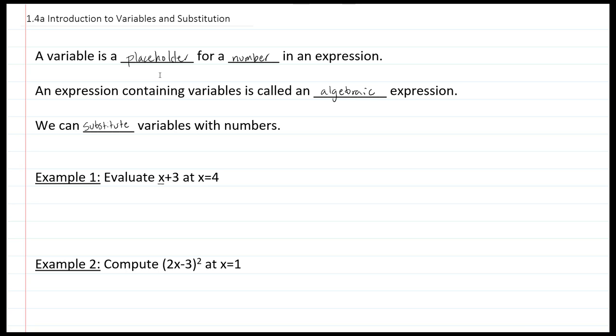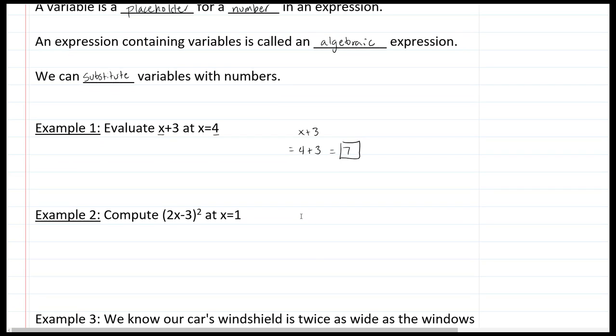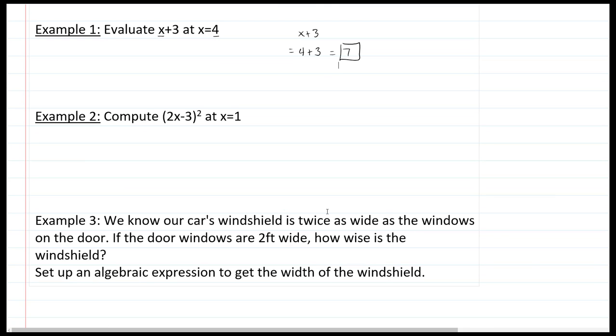Now x could potentially be any number, but we've been asked to evaluate it at x equals 4. So all we have to do is replace every instance of x in the expression with 4. So x plus 3, if x equals 4, this becomes 4 plus 3, which is just 7. So the expression x plus 3 at x equals 4 is 7. Pretty straightforward. But now let's try it, including PEMDAS. Compute 2x minus 3 squared at x equals 1.